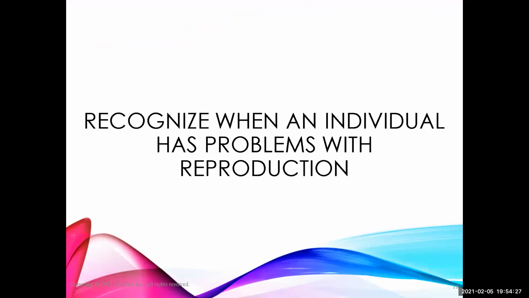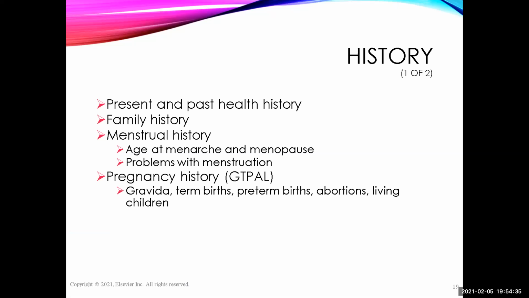What's in the wells? So now we're going to talk about recognizing an individual who has problems with reproduction. This goes into where we probably see this person for the first time, right? So we're talking to her and asking her about present and past health history. That could be how many pregnancies she has had, whether she has been trying for a long time, or whether this is an adolescent who had sexual intercourse once and is now pregnant.